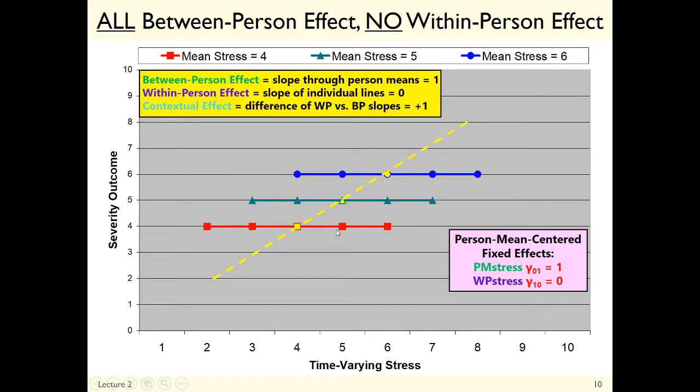The slope of the individual lines is the within-person effect, and in this picture, that slope is 0. So if this were your results, you would be very, very sad, because it meant you wasted your time doing a longitudinal study. All of the effect is cross-sectional. People who have more stress have worse health, the end. It's not, according to this picture, that if you have more stress than usual, you feel worse than usual. Within persons, there's no slope.